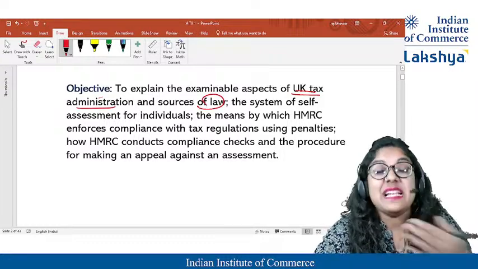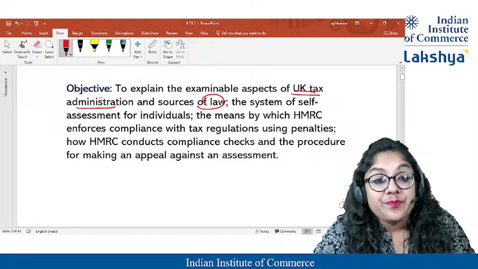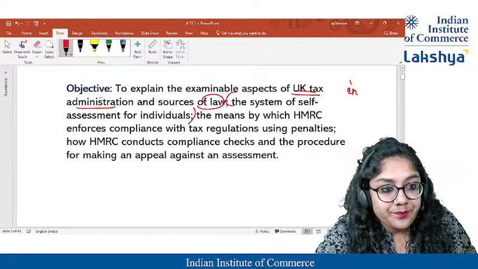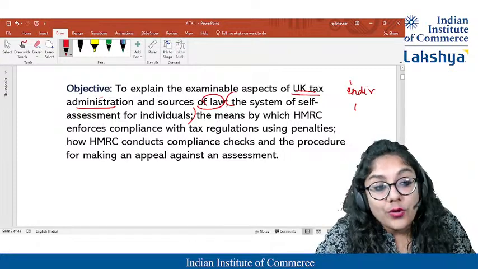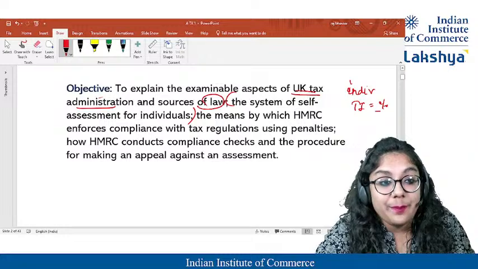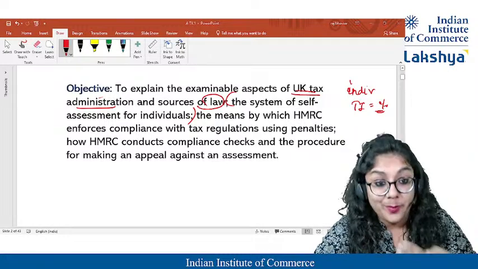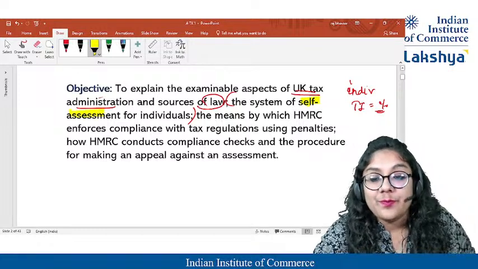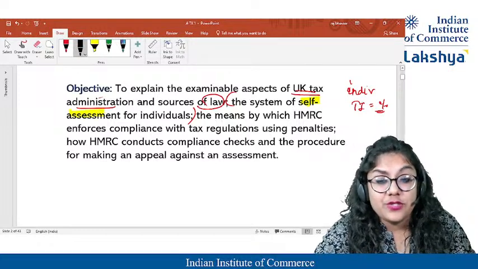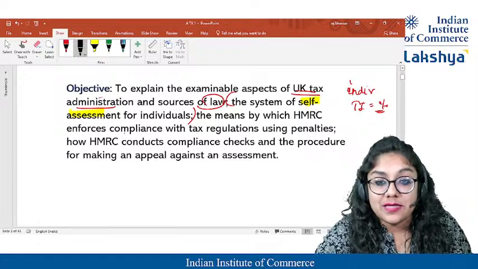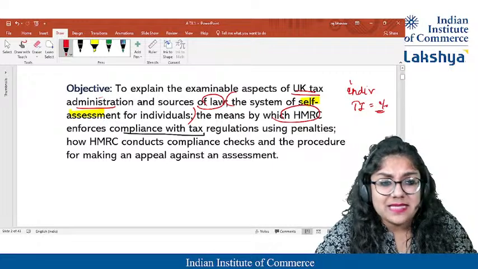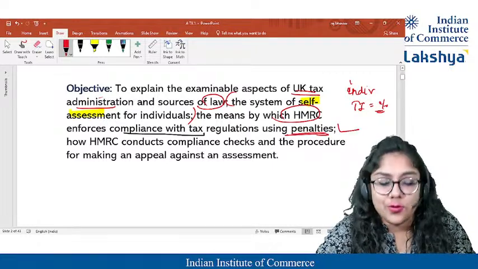The system of self-assessment. Self-assessment means an individual will calculate his own total income, and based on that he'll pay some percentage of taxes. Means I will pay on my own. That is known as self-assessment of tax. The means by which HMRC enforces compliance with the tax regulations, and if HMRC feels that your taxes are less, they can impose penalties also.